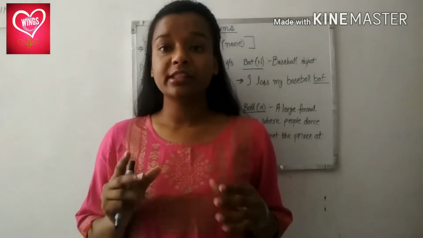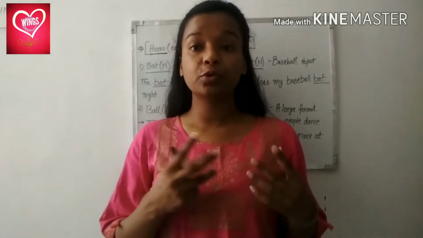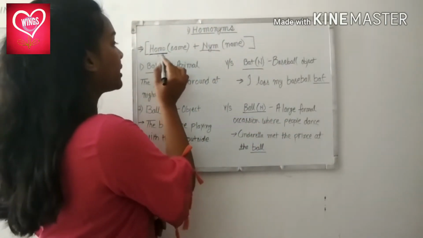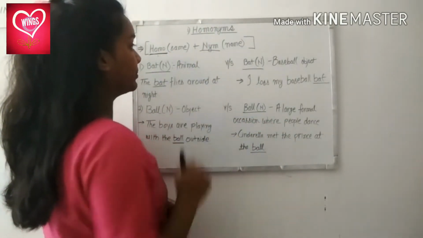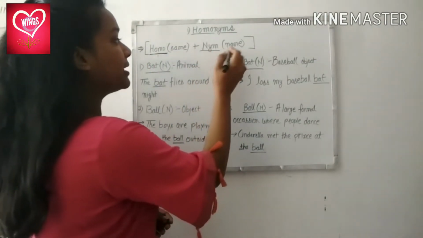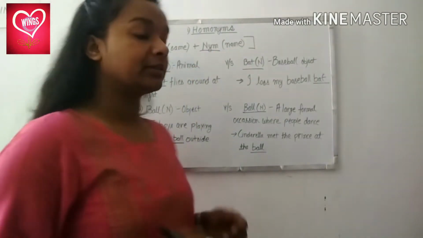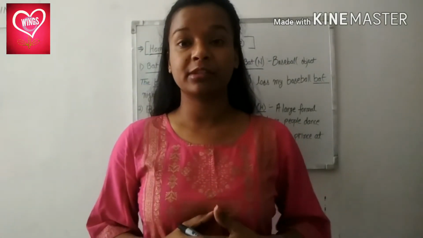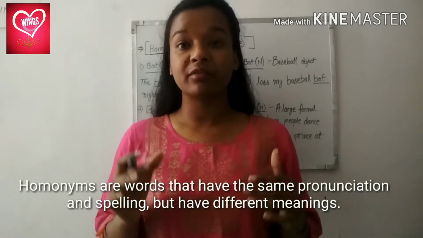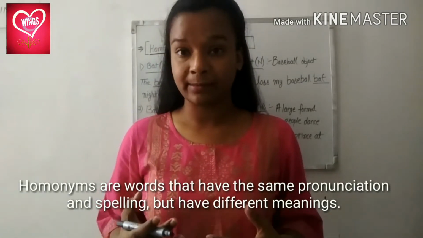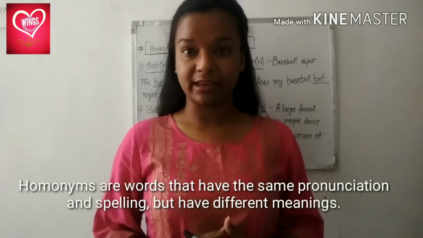Homonyms. This word is made up of 2 root words. The first one is homo and the second one is nym. Homo means same and nym means name. Thus, the definition of homonyms is the words which have the same pronunciation and the same spelling but have different meanings.